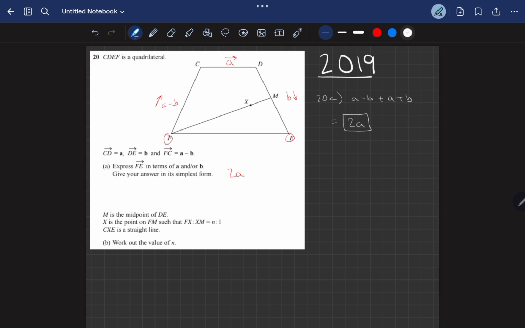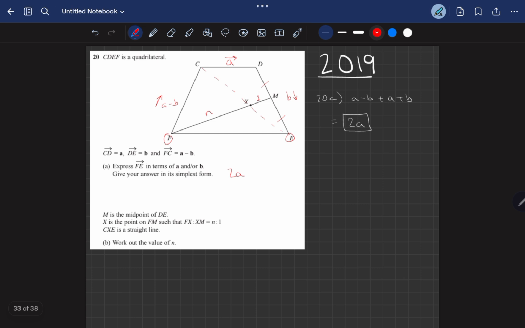M is the midpoint of DE. Okay, so that and that are equal. X is the point on FM such that FX:XM equals n:1. So this is n, this is 1. It splits it into a ratio, where FX is n and XM is 1. Now CXE is a straight line. Work out the value of n.